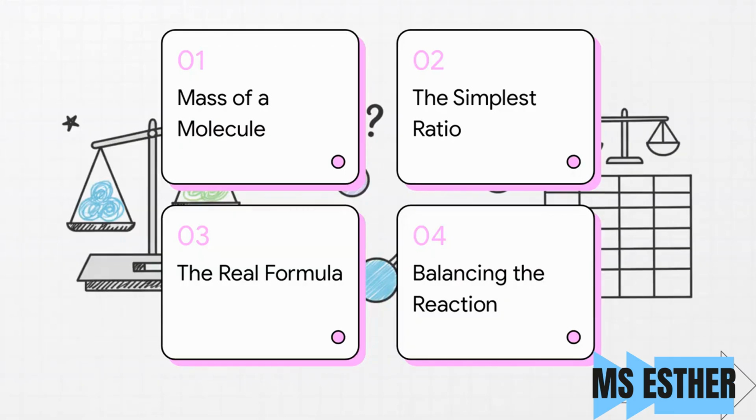Okay, so here's our game plan. First, we're going to figure out how to weigh a molecule. Then, we'll find its most basic recipe. After that, we'll uncover its true identity. And finally, we'll learn the grammar that makes chemistry work. Let's get started with that first tool.